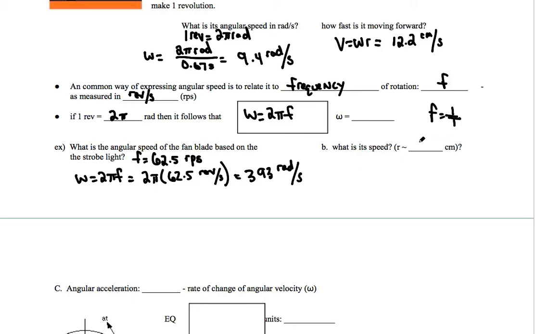And what is its speed if the fan blade is 25 centimeters, so 0.25 meters? Well, the linear speed is omega times r. So I take my 393 rads per second, multiply it by my 0.25 in meters, and I get a linear speed of 98 meters per second, about 200 miles an hour. And that's the outer tip of the fan blade.